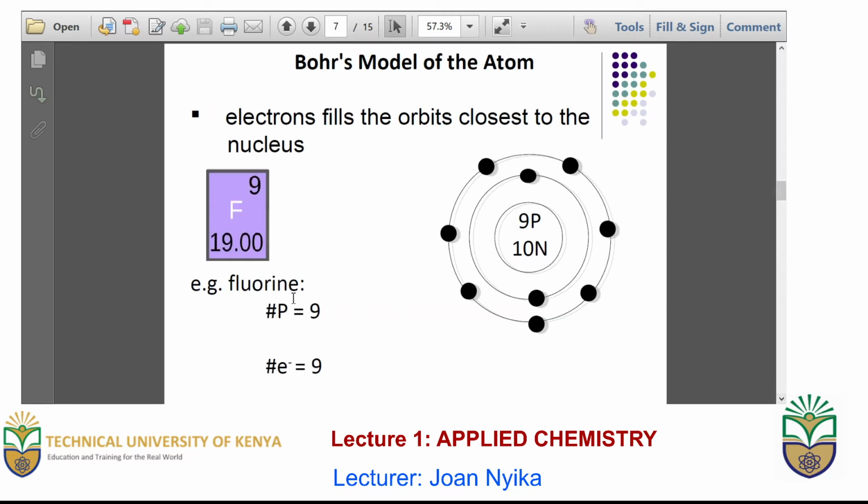Bohr's theory also showed that electrons fill orbits. Electrons normally first fill the orbits that are closest to the nucleus. The first orbit is first filled with electrons before going to the next one. This is the case, for example, in fluorine. Fluorine has 10 neutrons, 9 protons and 9 electrons. Usually, the first orbit is the one that is filled with electrons before moving to the next shell.